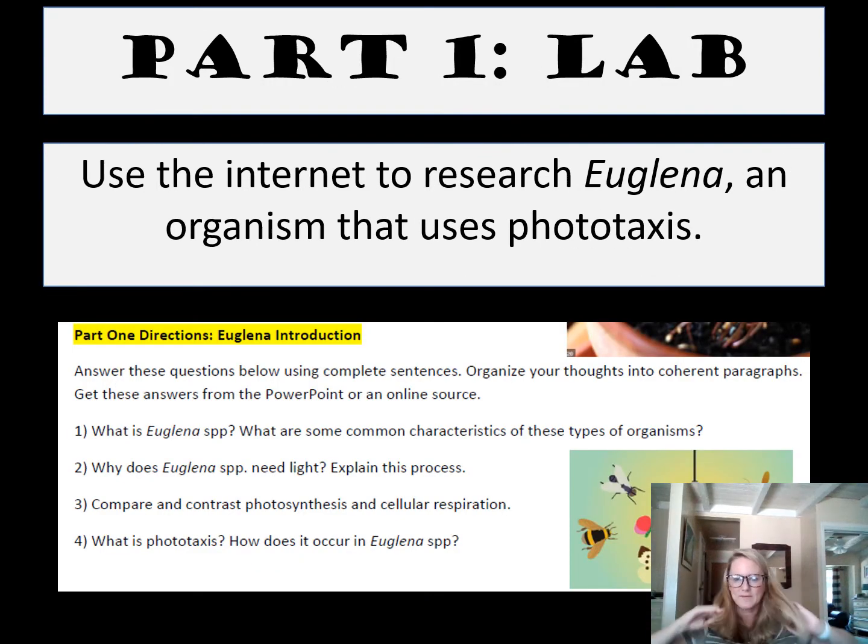Okay, so part 1 of the lab, which is attached also to this file in Blackboard, is you're going to use the internet simply to research things about Euglena. So you're going to answer those 4 questions there in your paper. Simply type up the answers using complete sentences. So use the internet to research Euglena.